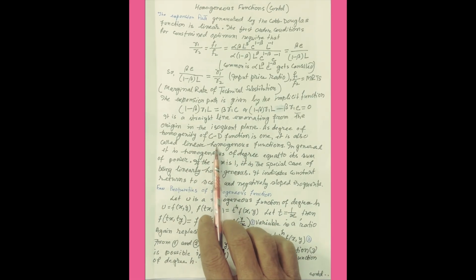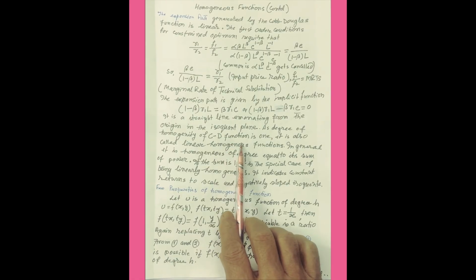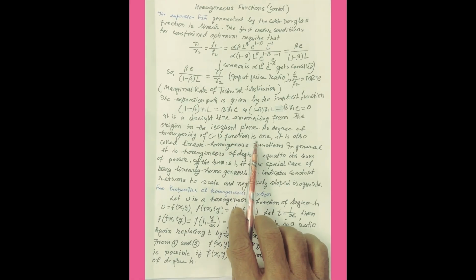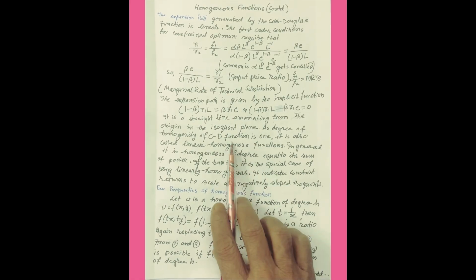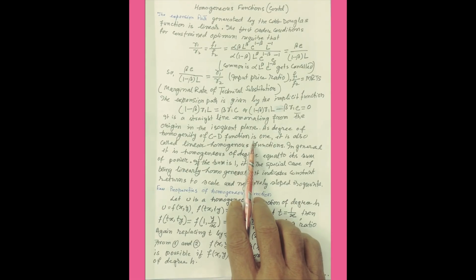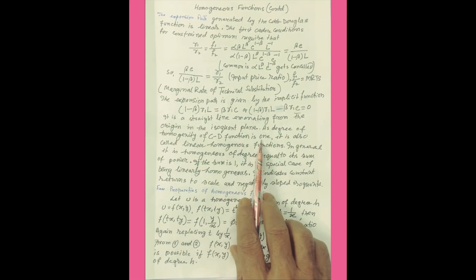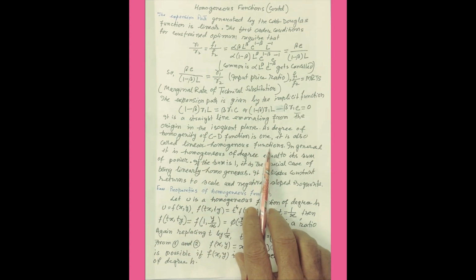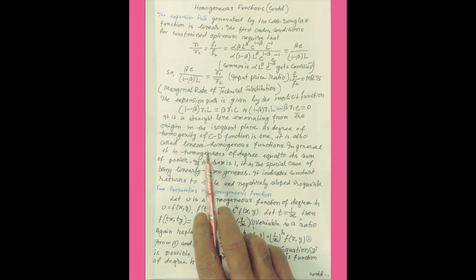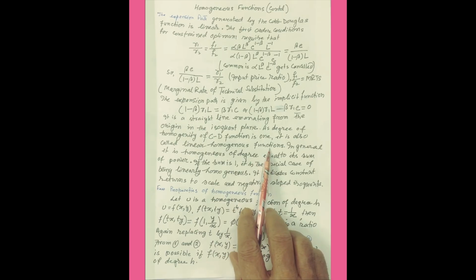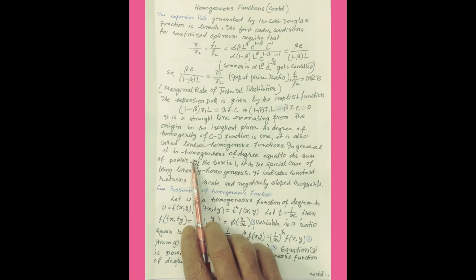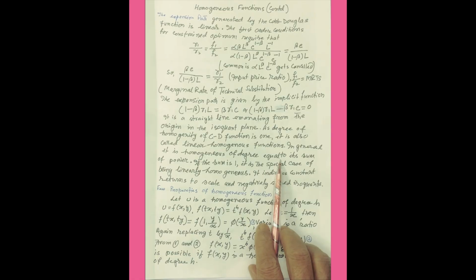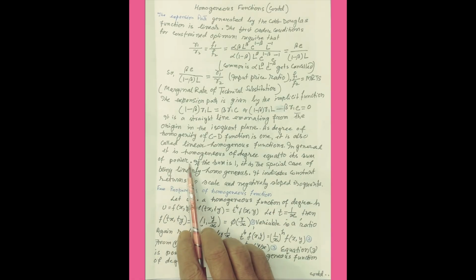The degree of homogeneity of the Cobb-Douglas function is 1. So it is always assumed that in the Cobb-Douglas function the degree of homogeneity is 1. It is also called a linear homogeneous function. So since the power is 1 of the variables, it is called the linear homogeneous function. In general, it is homogeneous of degree equal to the sum of the powers.